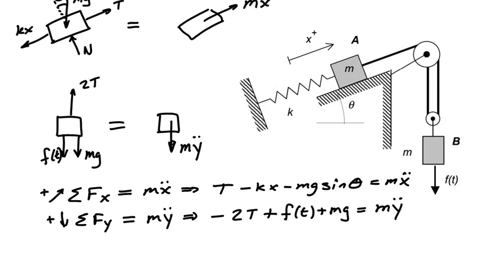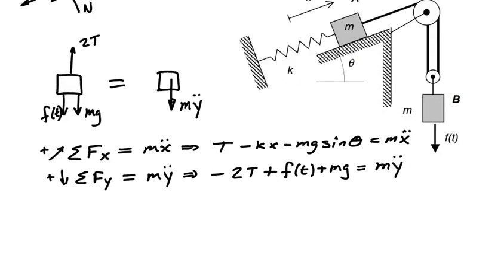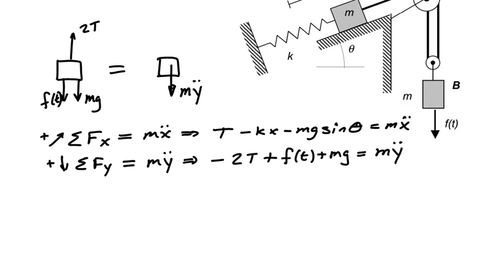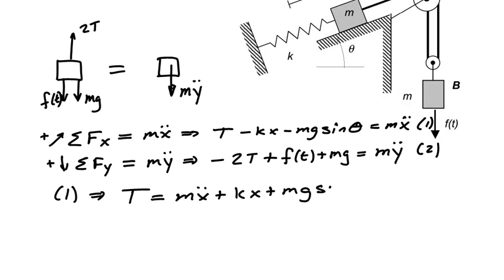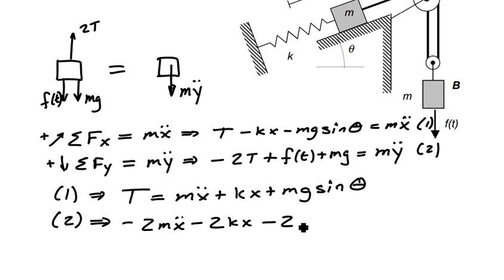Now at this juncture, it would be nice to eliminate T. So if I do that, I can note, let's first call this equation 1 and equation 2, that equation 1 is going to give me that T is equal to m x double dot plus kx plus mg times the sine of the angle theta. So if I then take that and plug that into equation 2, I'm going to get minus 2m x double dot minus 2kx minus 2mg times the sine of theta plus f of t plus mg is equal to m times y double dot.